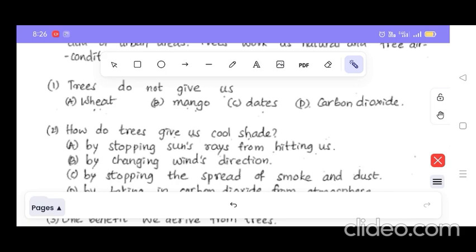First passage is about trees. Before reading the passage, I would like to go to the questions and options. Let me read and understand them. The first question: trees do not give us. Option A, wheat. B, mango. C, dates. D, carbon dioxide. Four options are given there. What do trees not give us? That is the question.